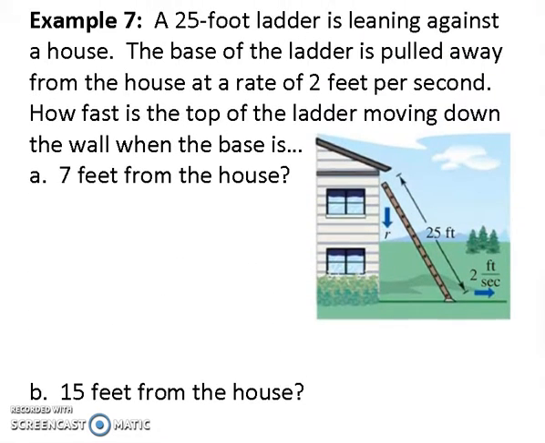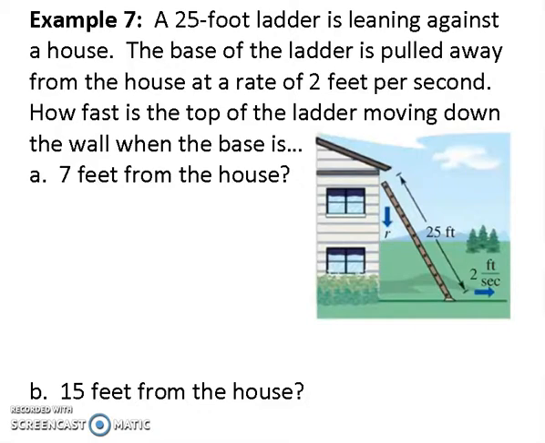All right, now, this type of related rates problem is super, super popular. They love to talk about ladders on the side of a house falling down the side of the house. I don't know why. It happens a lot, so maybe that's why. So here we have a 25-foot ladder leaning against a house. The base of the ladder is pulled away from the house at a rate of 2 feet per second. So that would be down here. We'll call it the base. And so dB/dt is 2 feet per second.